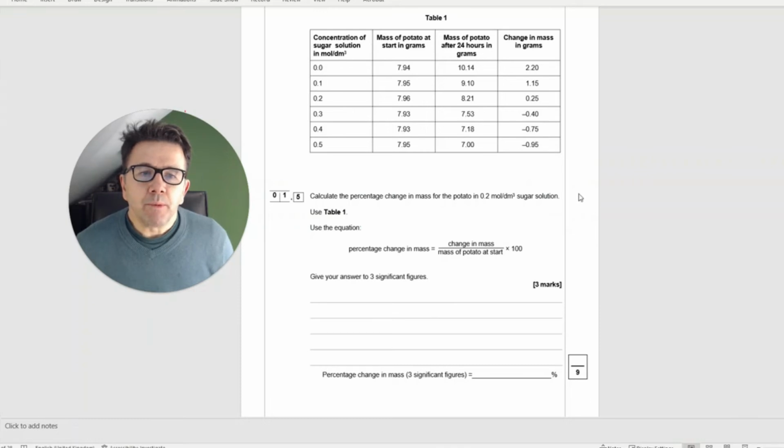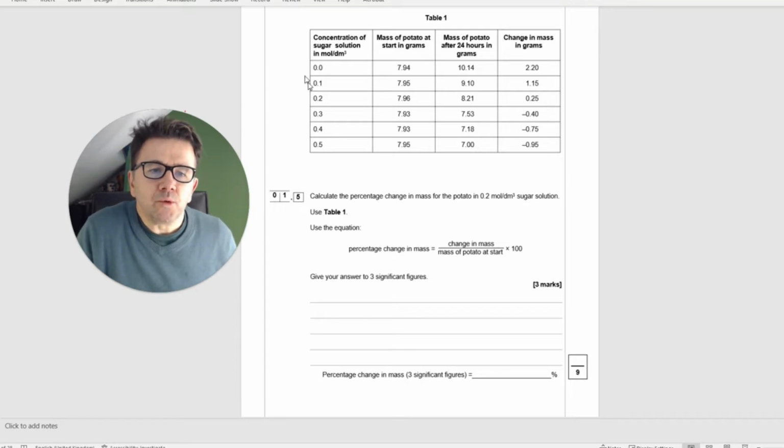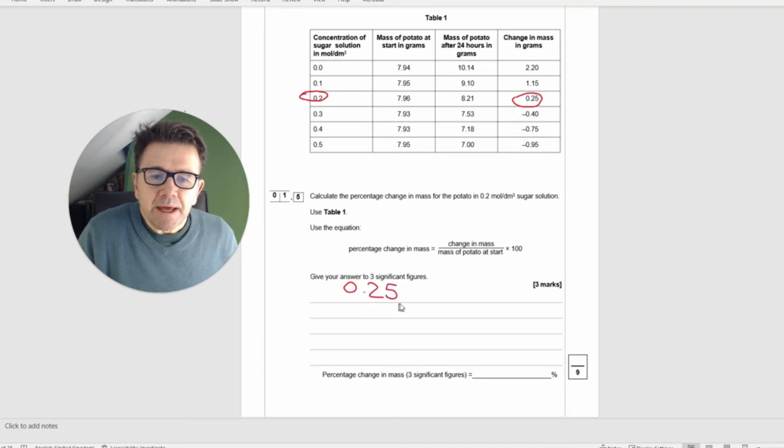Okay, so on to 1.5, and you'll notice that they repeat the table because you're going to use the table. It says calculate the percentage change in mass for the potato in 0.2 sugar solution. So we're looking at that one. And it tells you here's the equation, and it says give your answer to 3 significant figures. So the change in mass, well, luckily they've already done that for you, so it's 0.25, and then divided by the mass of the potato at the start, which is 7.96, times 100.